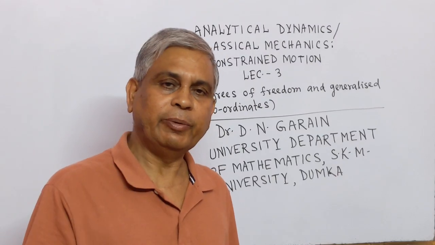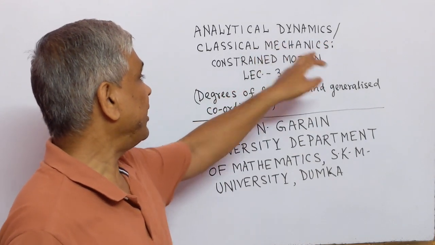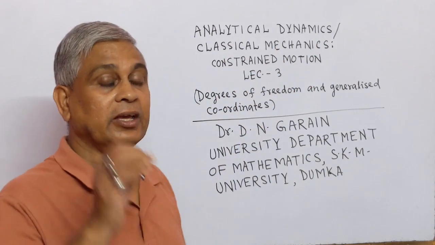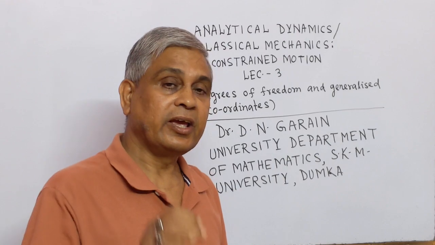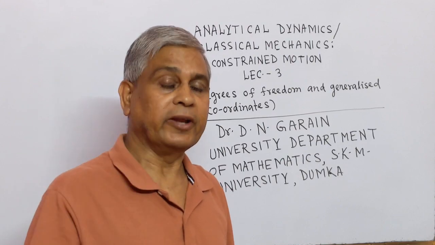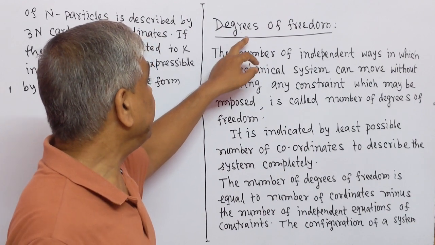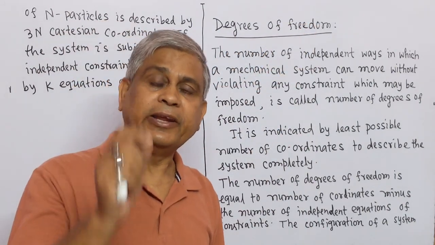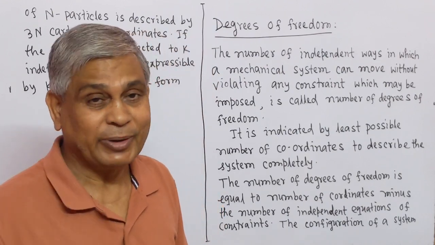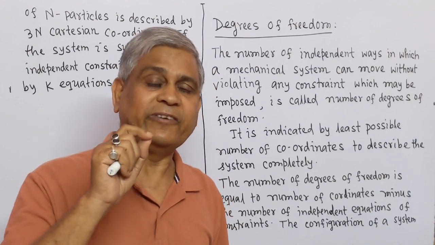Today I will deliver a lecture on analytical dynamics or classical mechanics, chapter constrained motion, lecture number 3, in which I will discuss degrees of freedom and generalized coordinates. Now, we wish to know what is the meaning of degrees of freedom of a dynamical system, or what is the number of degrees of freedom of a dynamical system. Firstly, by an example, we would like to clarify this.